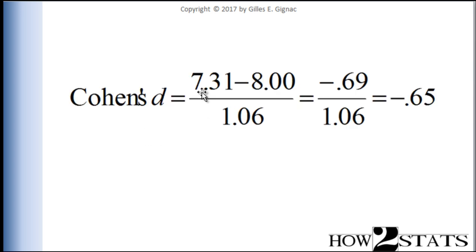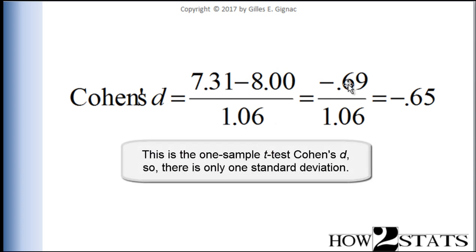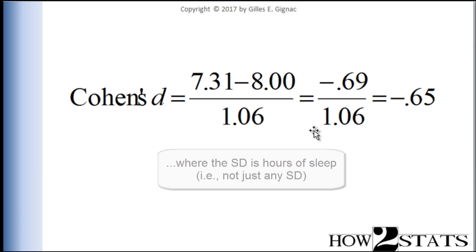We have the sample mean of 7.31, which was estimated by Kripke et al., and we have here the non-sample mean, which is my long-held impression of 8 hours. And that difference is divided by the sample standard deviation, which was 1.06. So then we end up with a negative value here because my long-held impression is larger than what the sample mean was, and divided by 1.06, that gives negative 0.65. So is that big? Well, it's 65% of a standard deviation.